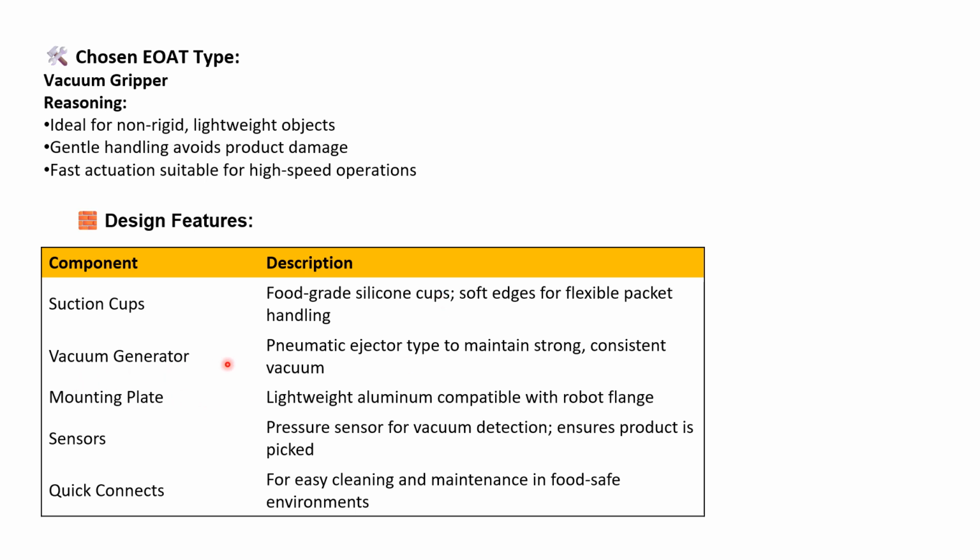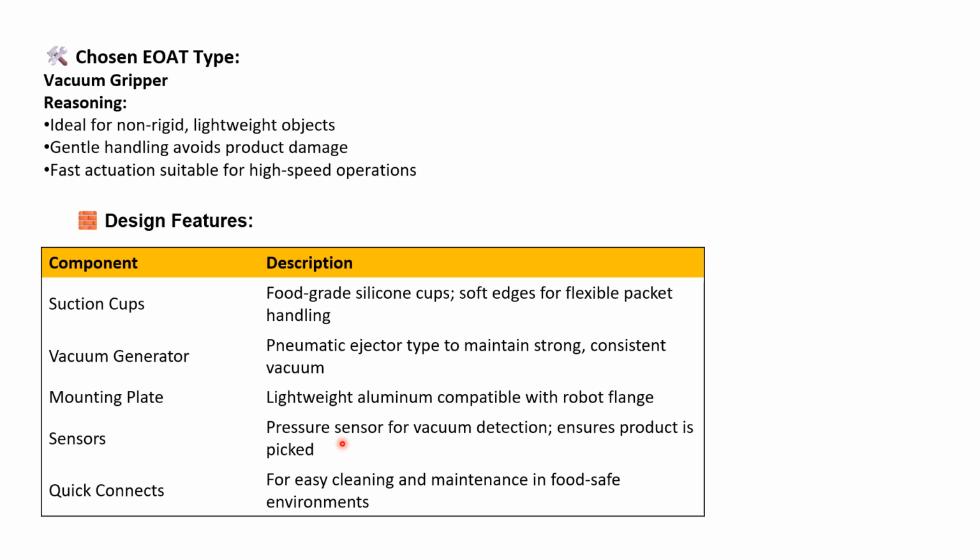Then of course the vacuum generator, which will also have different circuits. Then the mounting plate, for how we can mount things onto the robot wrist. We can use aluminum material and a lightweight flange that will attach the cups and generator, and definitely the sensors. Now we can have a separate pressure sensor to detect the vacuum.